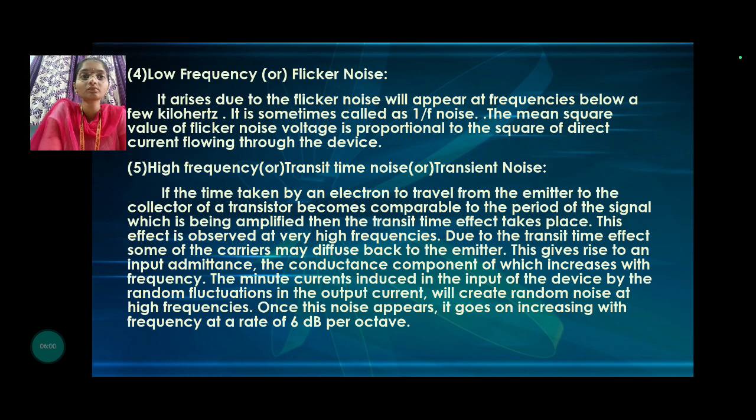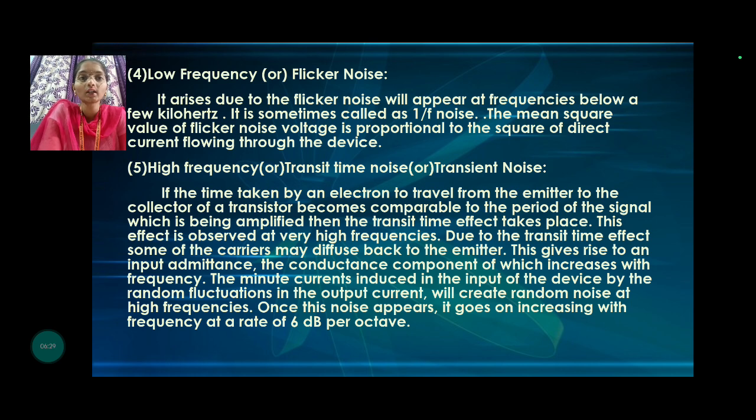The fifth one is high frequency noise, or else it is called transit time noise, or transient noise. If the time taken by an electron to travel from the emitter to the collector of a transistor becomes comparable to the period of the signal being amplified, then the transit time effect takes place. This effect is observed at very high frequencies. Due to the transit time effect, some of the carriers may diffuse back to the emitter.